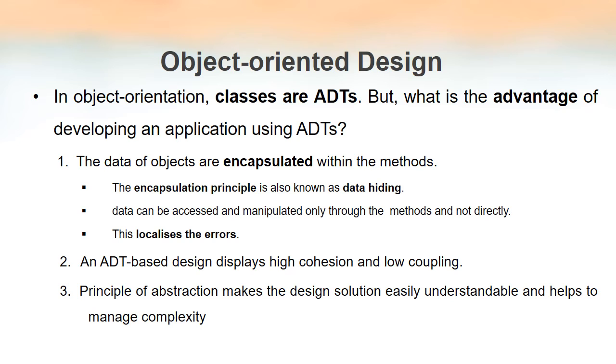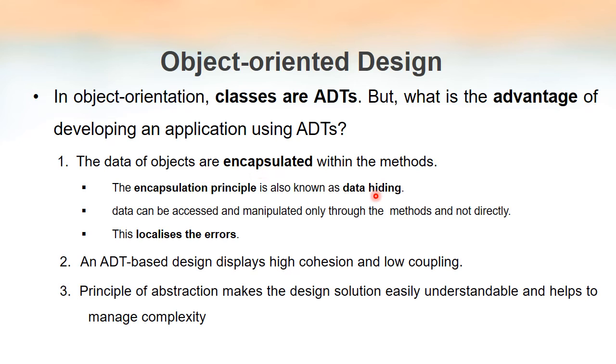But what is the advantage of developing an application using ADT? That is, what is the advantage of class being an abstract data type? These three are the advantages. First of all, data of objects are encapsulated within the methods. Encapsulated means the data and functions an object holds are inside the object, or covered by the object. Nobody else can see that, or if anybody wants to see that, it must be with the permission of that object itself. So it is hidden from and protected from the outside world. That is known as encapsulation.